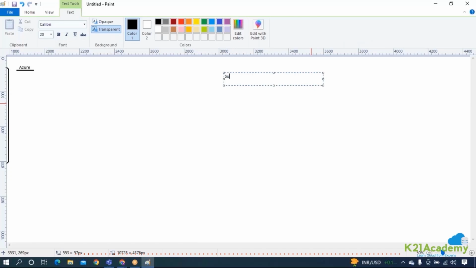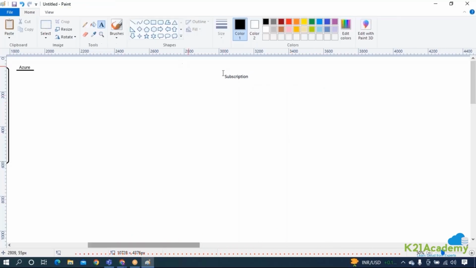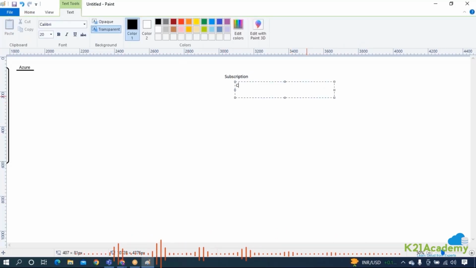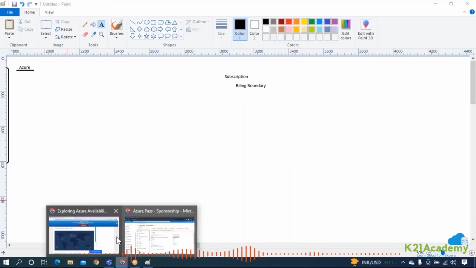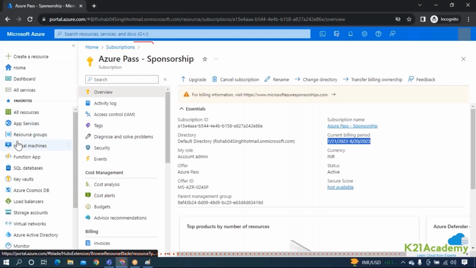What is the subscription, guys? What exactly does your subscription do? Is it helping you create the resources, or is it a billing boundary? For right now, I can keep it like a billing boundary, right? Now, whenever you will be creating any particular resource, let me go to portal.azure.com right now.